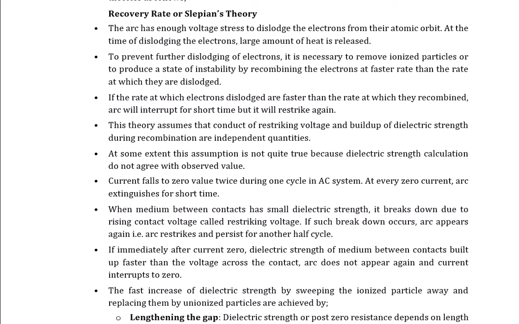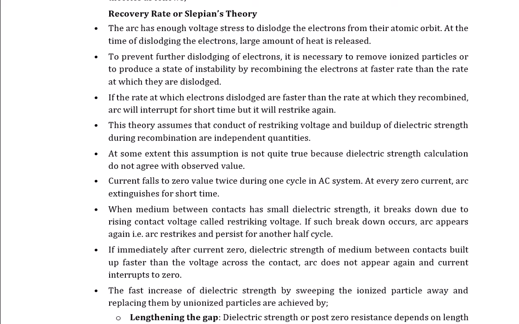This theory assumes that the restriking voltage and the buildup of dielectric strength during recombination are independent quantities, and to some extent this assumption is not quite true, because dielectric strength calculations do not agree with the observed value.